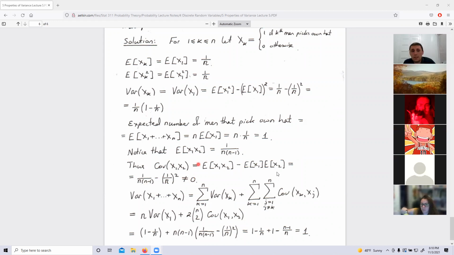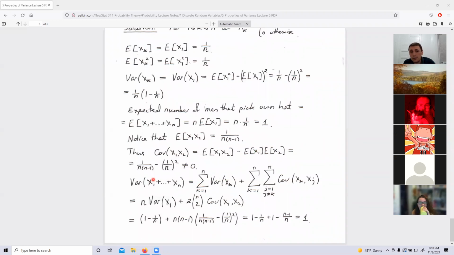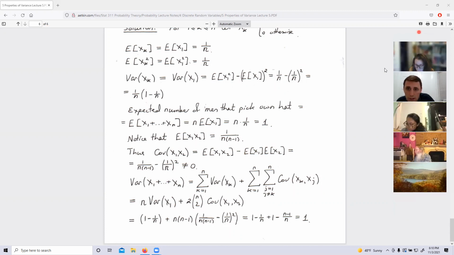Now, what is the variance? We can calculate it. It's the summation of the variances of the individual random variables plus the summation over all combinations of xk with xj, where k and j are not the same. Now, how many such summations are there? The first sum can be reduced to n times the variance of x1, since they are identically distributed variables. You agree? So x1, x2, x3 have the same expected value and the same variance. So it's n times the variance of x1, and this second summation, how many terms do we have? We have 2 multiplied by n choose 2. Do you see that, guys? So that's how many combinations we have.